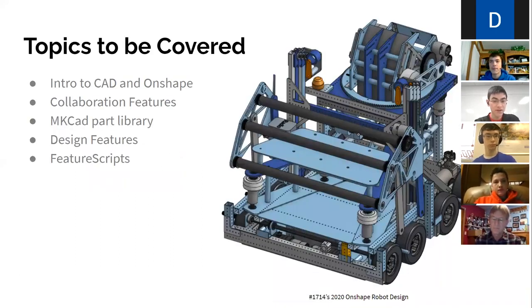So topics to be covered. We're going to be talking about a really short introduction to what CAD is and why you should be using it, and how OnShape fits in that picture. We'll also be talking about some of the collaboration features in OnShape, because I know teams are really going to want to know about those for this season, especially with everything being virtual. And we're going to talk about some of the cool features in OnShape, including the MK CAD part library, some of the design features in OnShape, and then we'll finish off with some feature scripts.